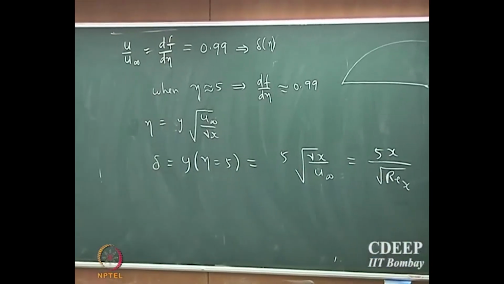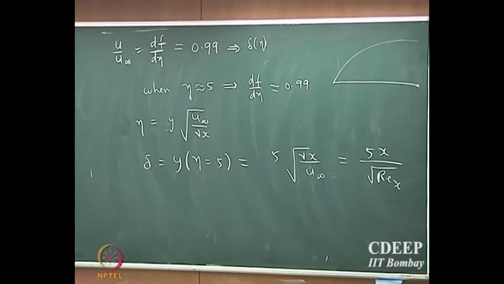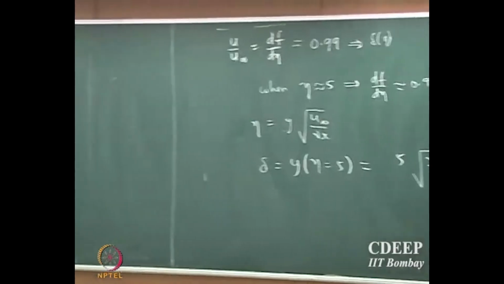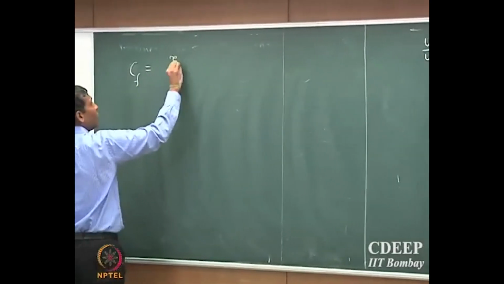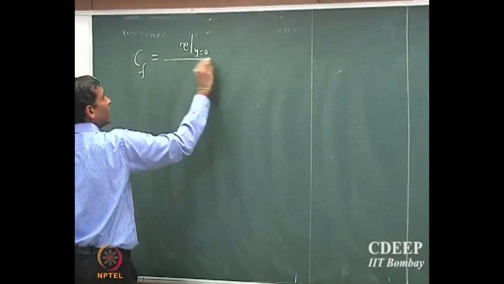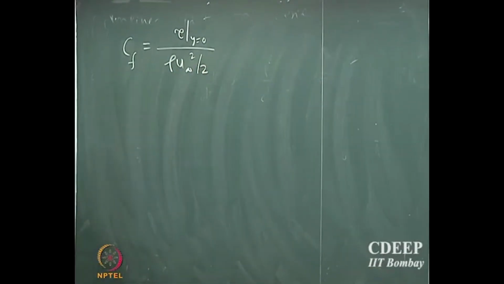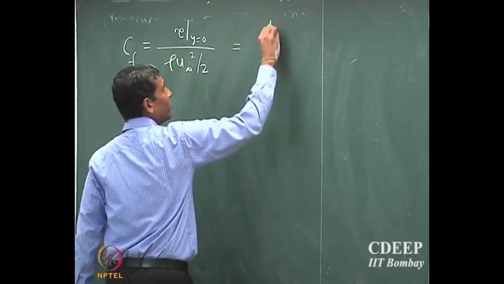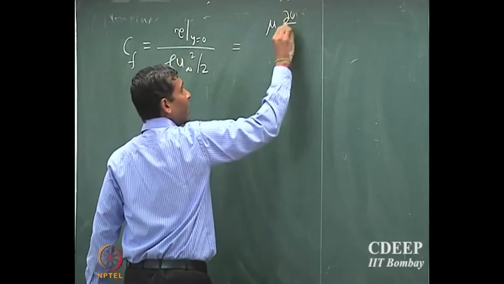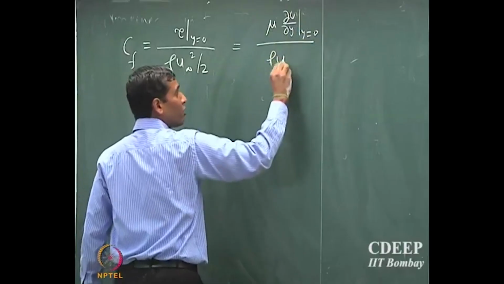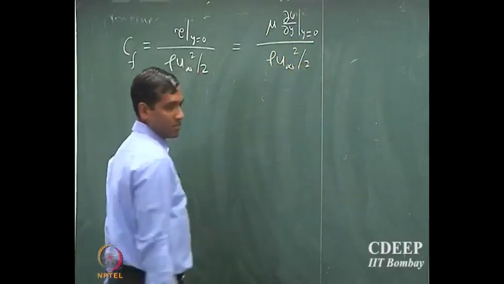Okay, so with that, now we can go and find out what the friction coefficient is. The friction coefficient is defined as tau at y equal to 0 divided by rho u infinity square by 2, right. Here u infinity is the free stream velocity, and so that is mu into du by dy at y equal to 0 divided by rho u infinity square by 2.